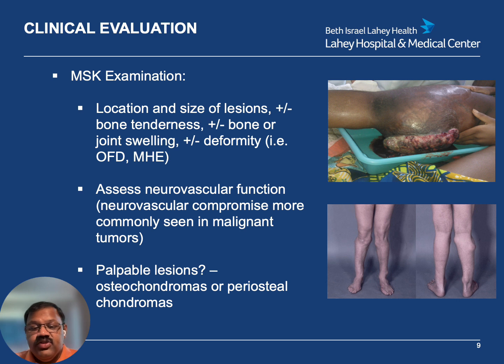You also want to see if the lesions are palpable. Most bone lesions are contained within the cortical window of the bone and usually are not on the surface, with the exception of periosteochondromas and osteochondromas.